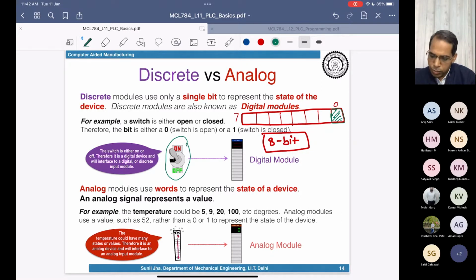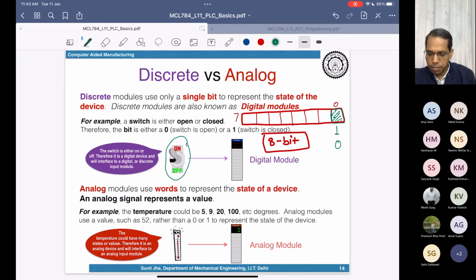In that case, if the switch is on, I will be getting a 1 over here. If the switch is off, I will be getting 0 over here. Right. Now, when it comes to the analog, 1 bit will not be enough. For example, if I have to store the temperature of 30 degrees centigrade or 25 degrees centigrade, then I can't store it in one single bit.